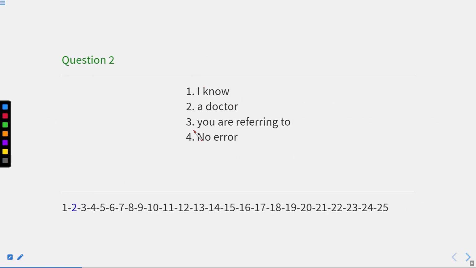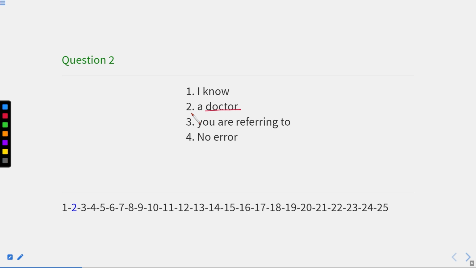Next question is, "I know a doctor you are referring to." Now here we see a person, that is doctor. I'm talking about a particular doctor, that doctor which you are referring to, it means which you are suggesting. For example, if I say Raman is a doctor, it means I'm talking in general, that he's a doctor, that is a profession.